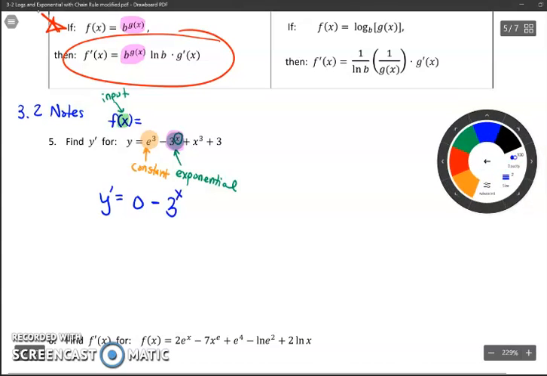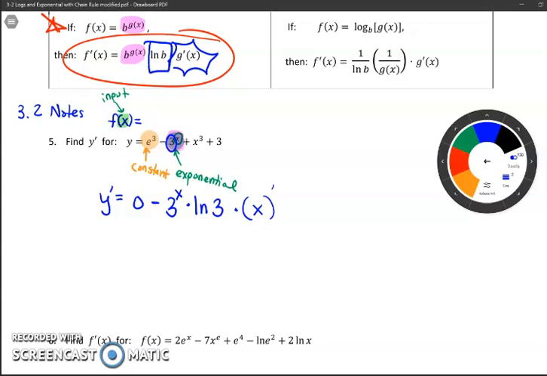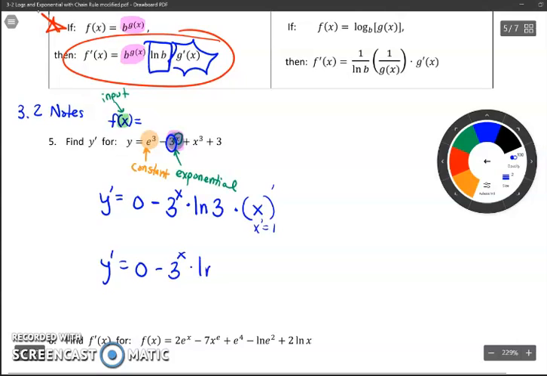And then I tack on the natural log of the base. In this problem, my base is a 3. So I'm going to do the natural log of 3. And then I do my chain rule. The input got sent to the exponent, so I'm going to tack on the derivative of the exponent. But my exponent is a plain x, and we know the derivative of a plain x is 1. So I really have 0 minus 3 to the x power times natural log of 3 times 1.